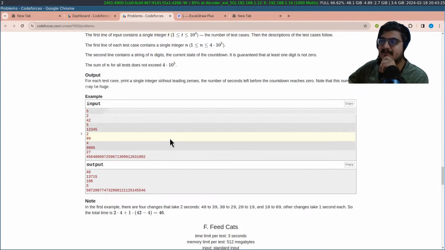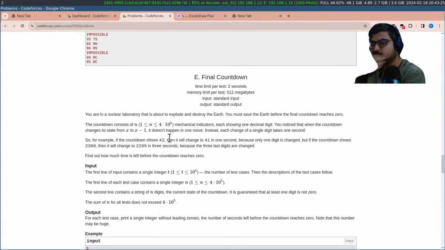So I will move to problem E then. Final Countdown. You are in a nuclear laboratory that is about to explode and destroy the earth. You must save the earth before the final countdown reaches 0.